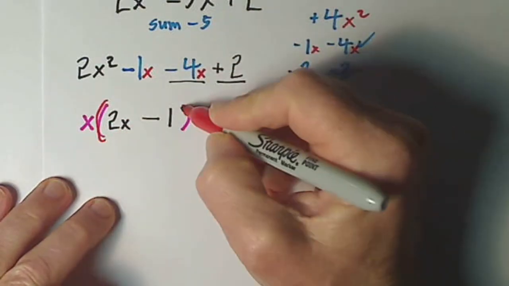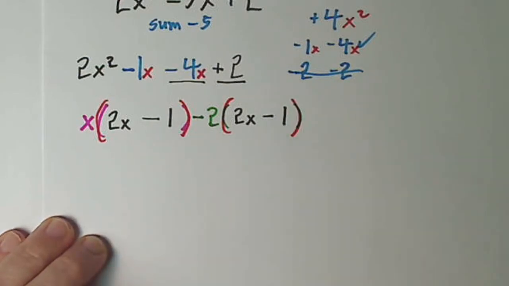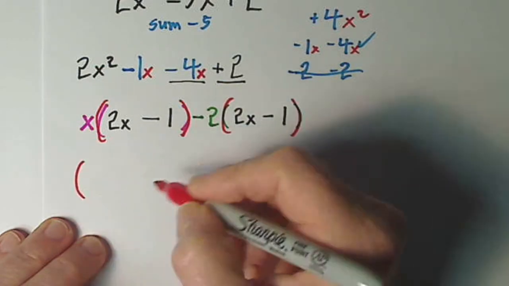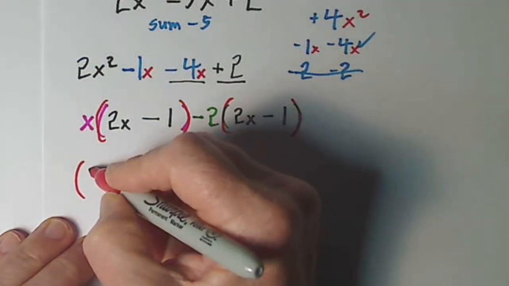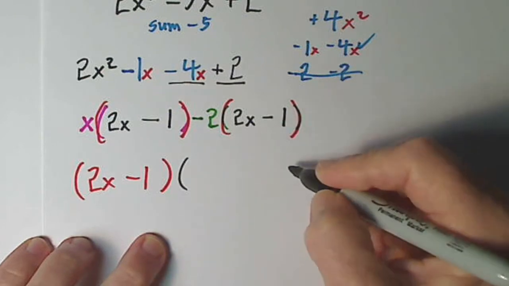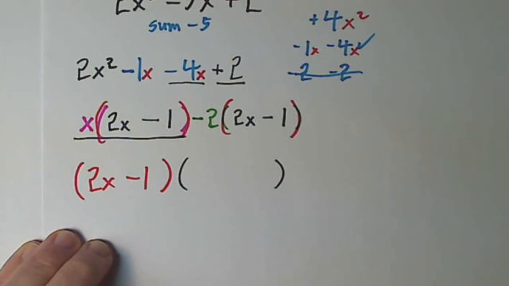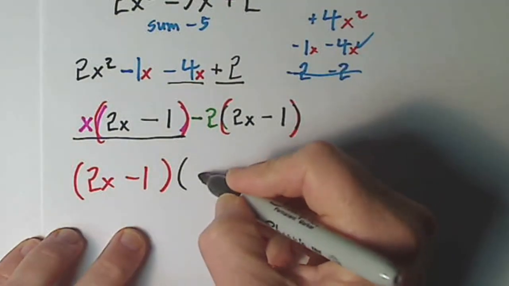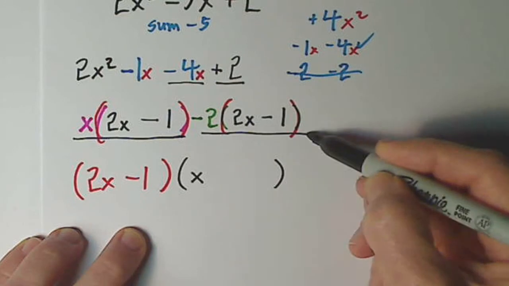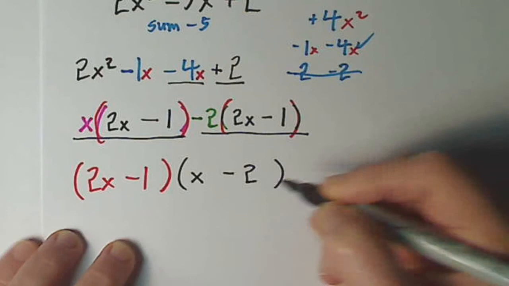Here I have 2x minus 1 and 2x minus 1. That's my common factor. That's what I'm going to factor out. And standard practice in math is if you factor something out, you put it in front of the parentheses. So here's the parentheses. If I factor out 2x minus 1 from there, the only thing left is an x. If I factor 2x minus 1 from here, the only thing left is negative 2.